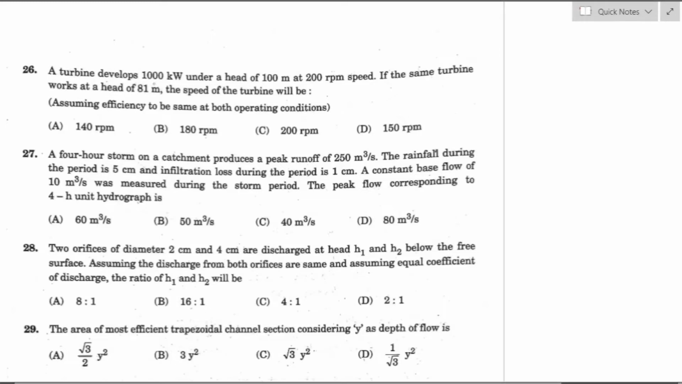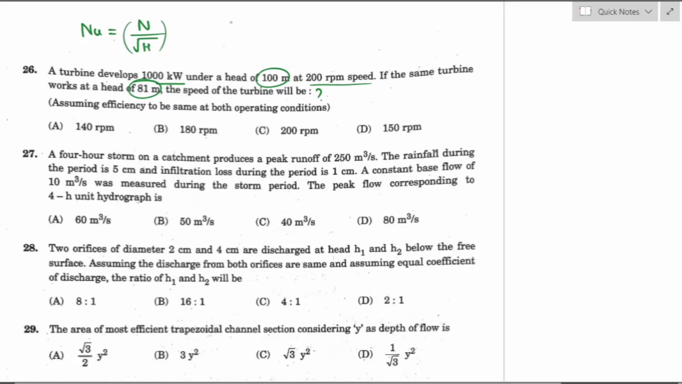Question number 26. A turbine develops 1000 kW under a head of 100 meter at 200 rpm speed. If the same turbine is working under head 81 meter, the speed of the turbine will be. Assume efficiency to be same at both operating conditions. So if the single turbine is working under two different conditions, we adopt unit quantity parameters of a turbine, which is defined by the turbine operating under unit head and maximum efficiency. So the unit speed of a turbine is given by the formula N divided by square root of head.